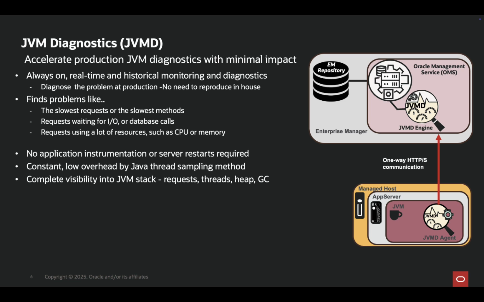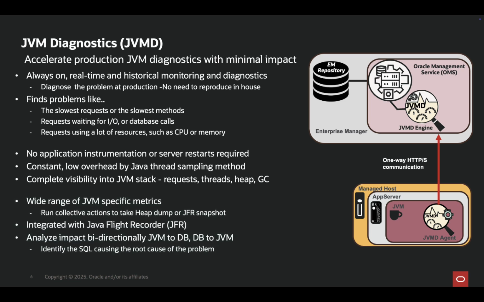And it has constant and low overhead, so the impact to production is minimal, while having complete visibility into all layers in the JVM stack, such as request, thread, heap, and garbage collections. And JVMD has its own metric management capability, so you can set up a metric, which is JVM specific, and configure a corrective action to take a heap dump, for example, upon the metric violation.